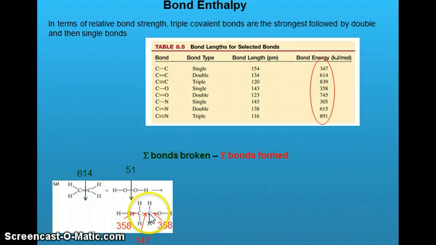How much is a C-C single bond worth? That's 347 kilojoules per mole. How much is a C-O single bond worth? It's worth 358 kilojoules per mole. You add those up, and if you want to figure out the enthalpy of this reaction, you just again do the sum of the bonds broken and you subtract from that the sum of the bonds formed.